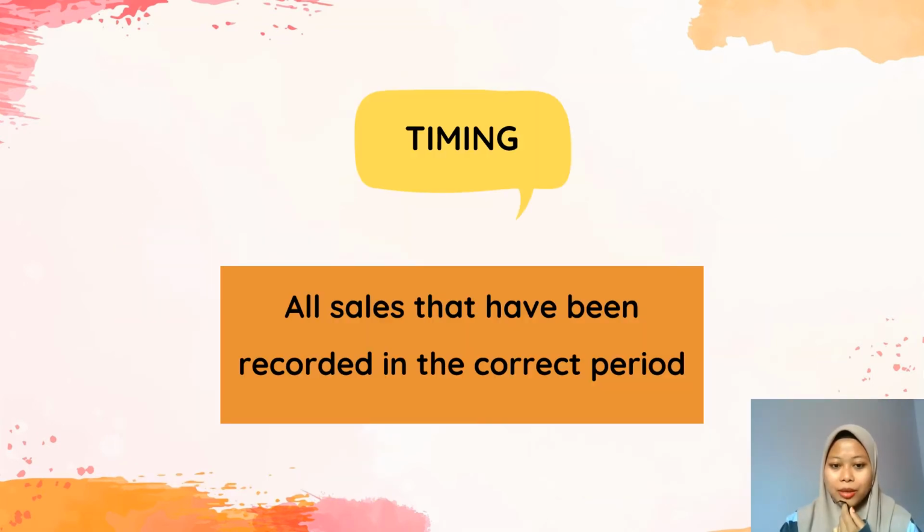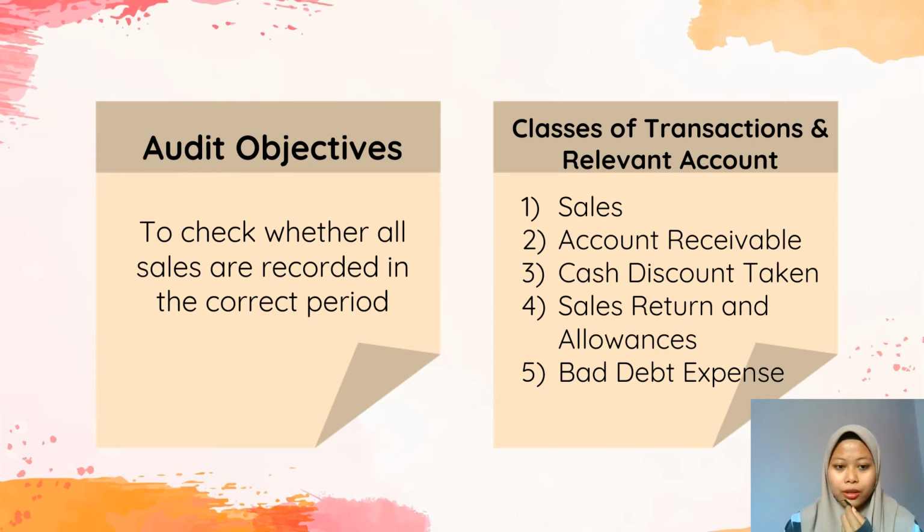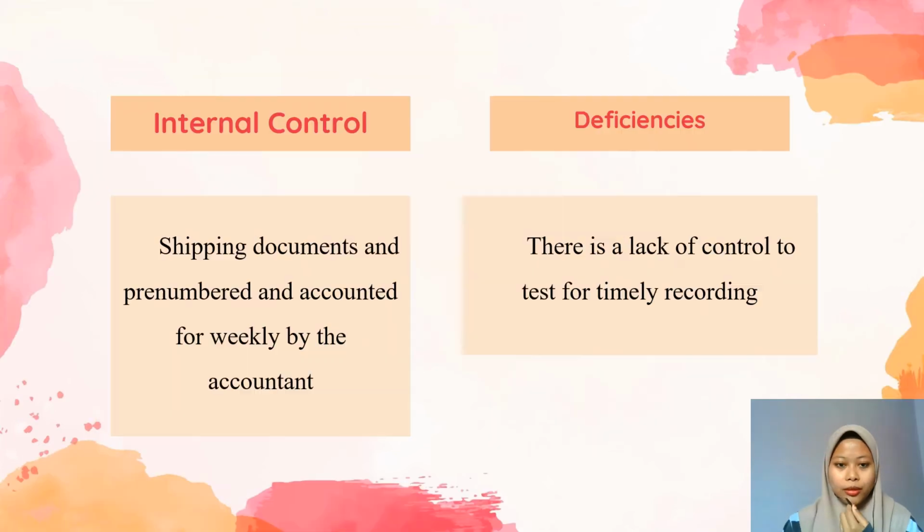Next section is timing: all sales have been recorded in the correct period. The audit objective is to check whether all sales are recorded in the correct period. For the classes of transactions and relevant accounts: first, sales; second, accounts receivable; third, cash discount taken; fourth, sales return and allowance; and the last one is bad debt expenses. For internal control, shipping documents are pre-numbered and accounted for weekly by the accountant. For timing, there is a deficiency, which is a lack of control to test for timely recording.